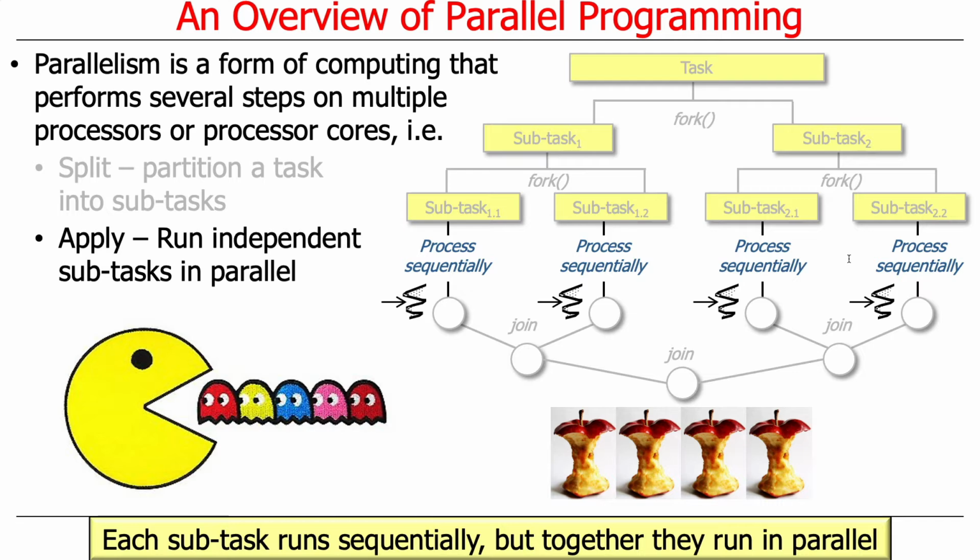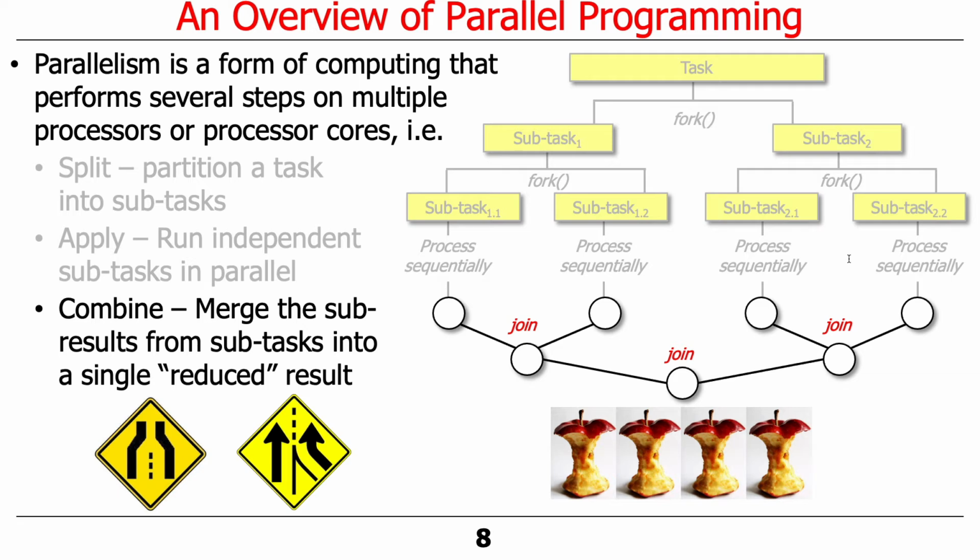Each of the subtasks, where it says process sequentially, runs sequentially within itself, but together in the aggregate, all of them run in parallel. So each individual task is doing its thing sequentially, and ideally in isolation from anything else that's going on. We'll talk more about that later. And all those sequential tasks are running at the same time, together in parallel, but each subtask is actually sequential.